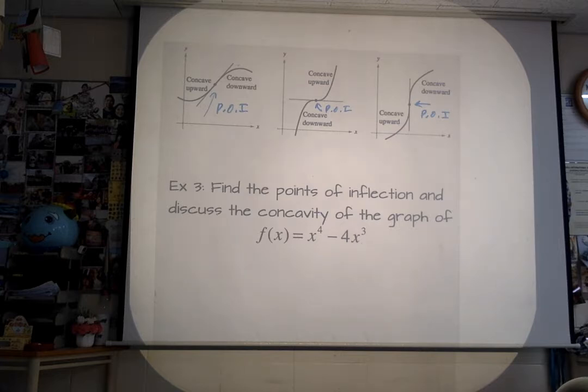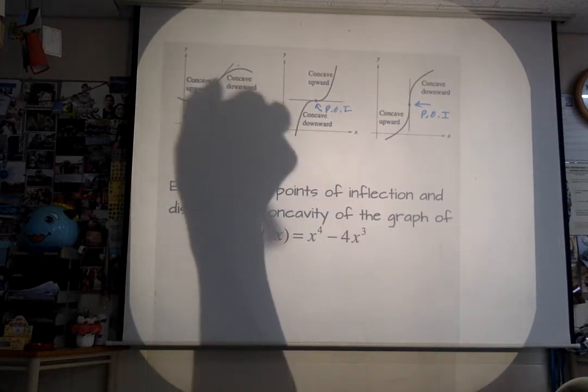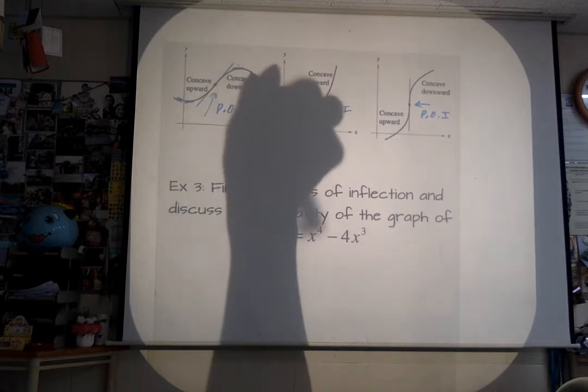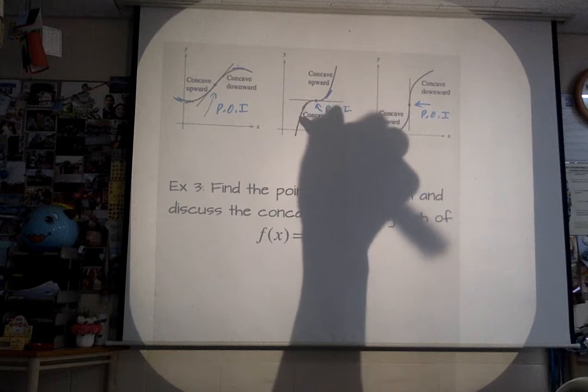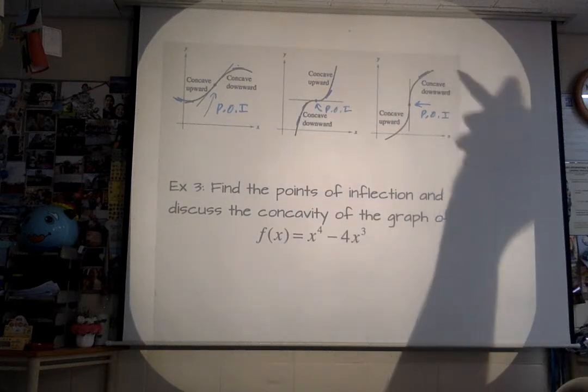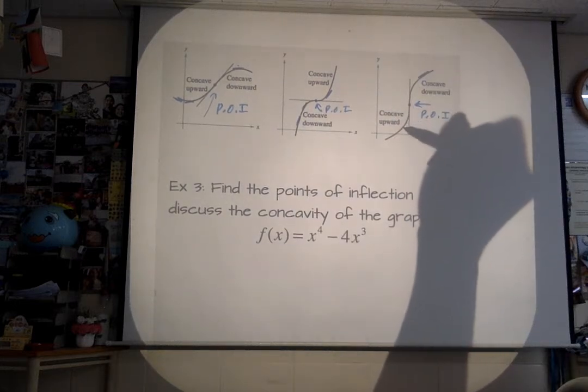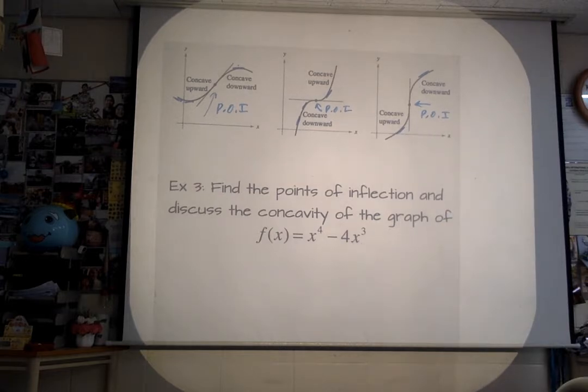Now, you can see that this is concave up because our tangent lines are down below, right? And this is concave down because our tangent lines are above, right? Kind of think of it that way. Concave downwards because our tangent lines are above, concave upward because our tangent lines are below.